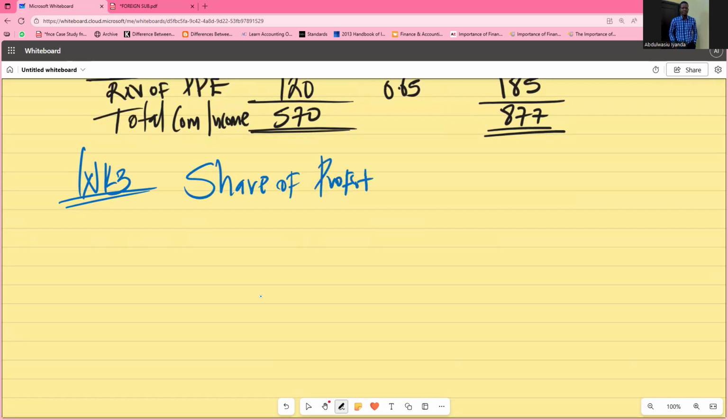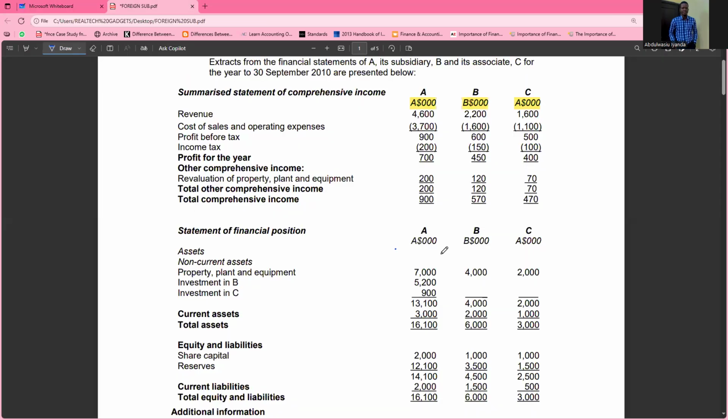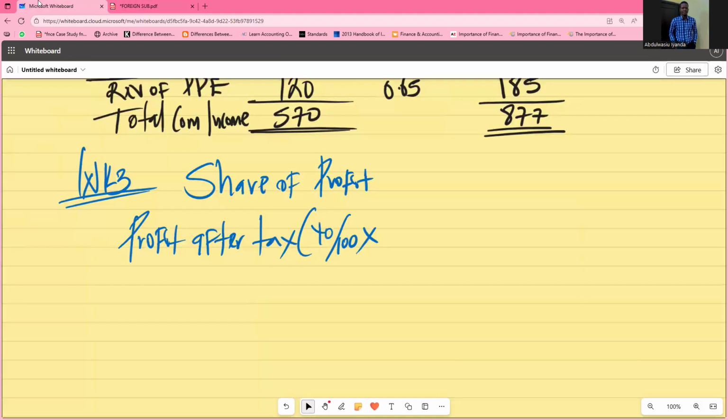So the share of profit now is, I can say profit after tax. We have 40% there. 40 divided by 100. Then you go back. It is 400 and OCI is 70.